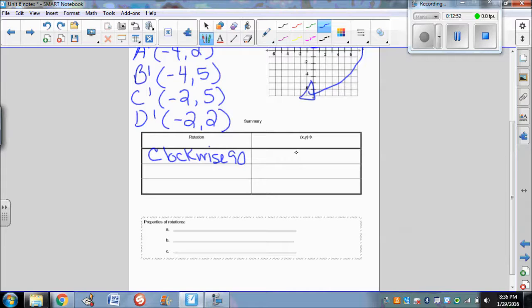So in general, what's the rule? I don't like to memorize these rules because I mix them up. That's why I have you guys turn the paper and physically do it that way. Because memorizing rules, we're bound to mix them up. But I'll tell you them.